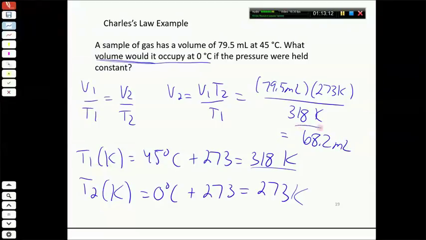Alright, so as we saw in that video, if we decrease the temperature, we should also decrease the volume. By decreasing the temperature from 45 degrees to 0 degrees Celsius, the volume decreases from almost 80 milliliters down to 68. So not a huge change in volume, but a relatively small change in volume.